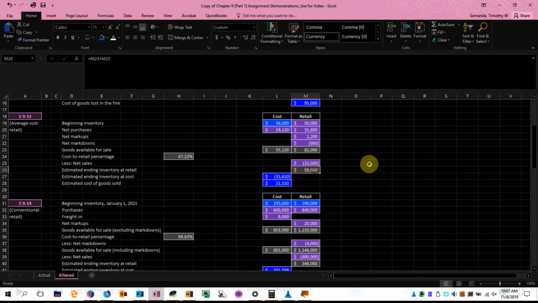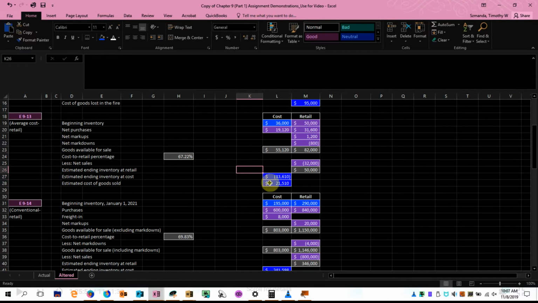So I'm going to take the 50,000 ending inventory at retail, multiply it by our cost to retail ratio, and that'll give me 33,610 ending inventory on the cost basis.